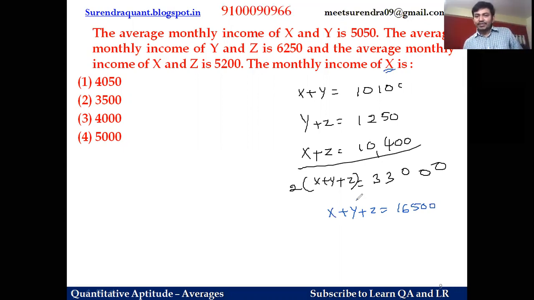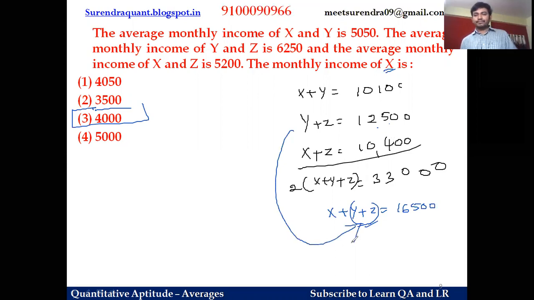So in this expression, you can substitute Y and Z as 12,500. So if 12,500 comes to the right side, 16,500 minus 12,500, so 4,000 is the income of X. So 4,000 is our answer. Because in this expression, we are trying to substitute this Y plus Z value. So if 12,500 comes to the right side, that will be the difference. So 16,500 minus 12,500 is 4,000. As simple as that.